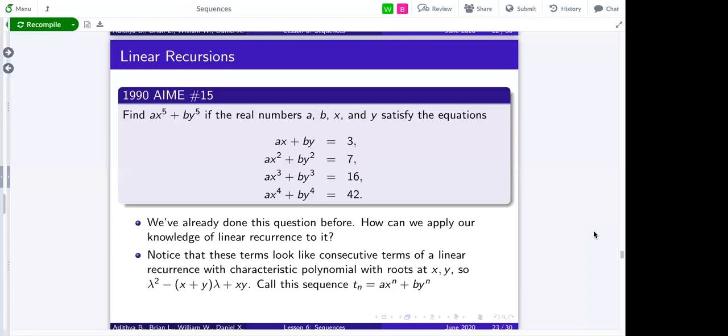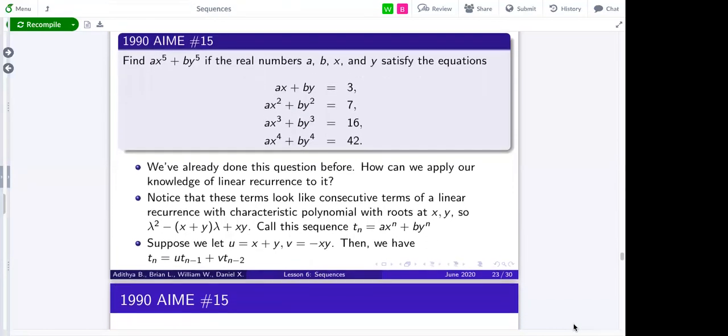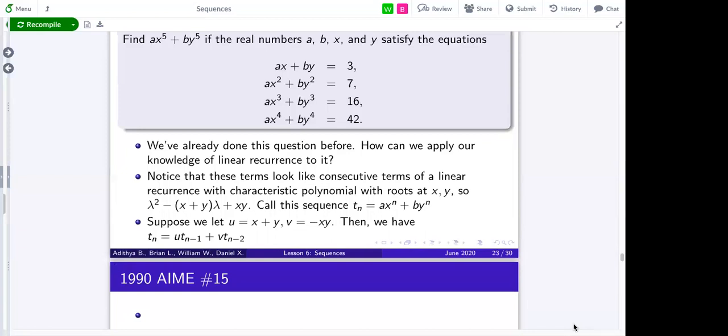If you remember what the characteristic polynomial is, it's basically a representation of the coefficients of the linear recurrence. In particular, these coefficients are x plus y and negative xy. So we'll just write these as u and v for simplicity, and we see that we can get this recursion in t sub n.